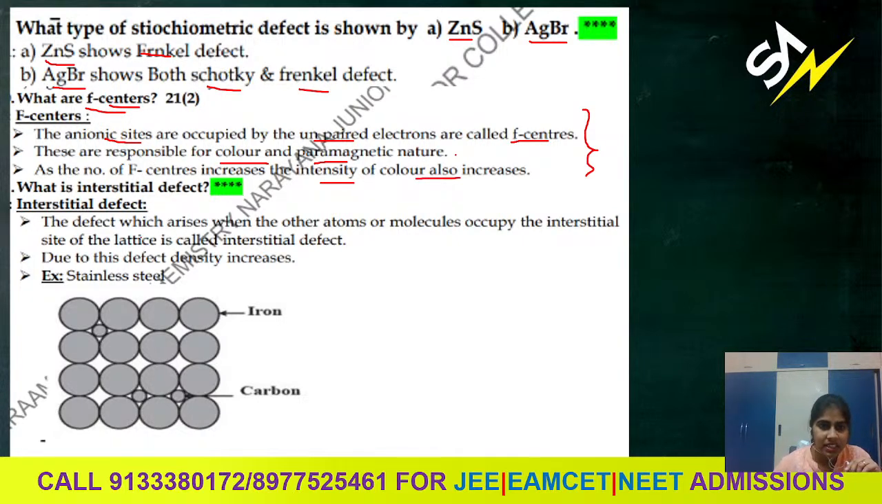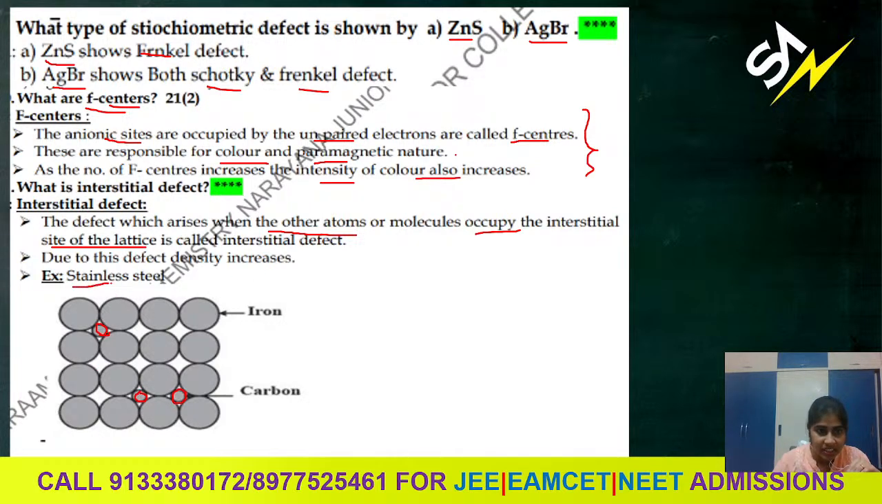So what is this interstitial defect? This arises when other atoms or molecules occupy the interstitial site of the lattice. See, here other atoms or molecules, not among the crystal but other atoms. You can see this is a complete iron crystal. You can see the occupancy of a new compound in between this iron, that is the carbon. Carbon is occupied in between the iron. This type of defect is known as interstitial defect.